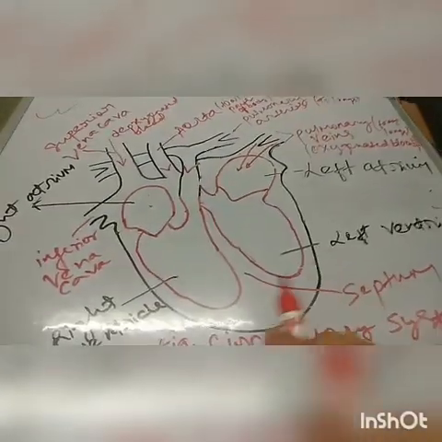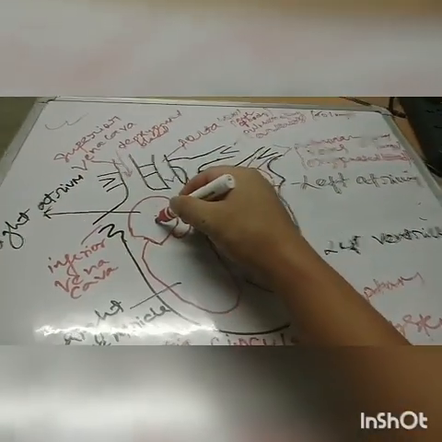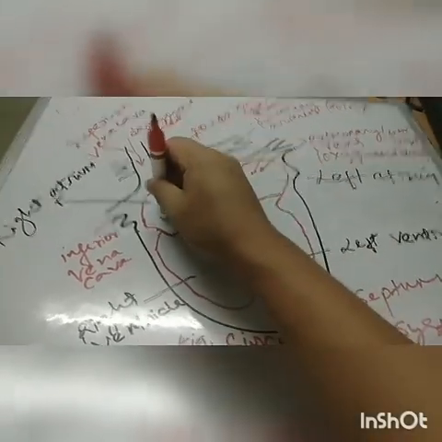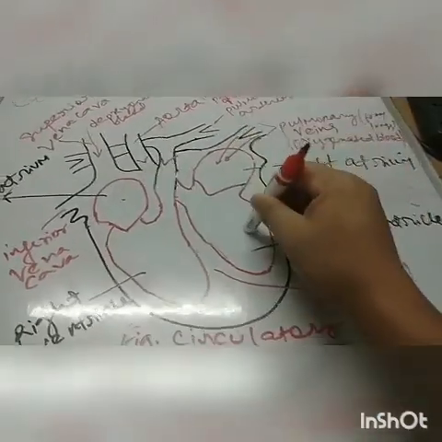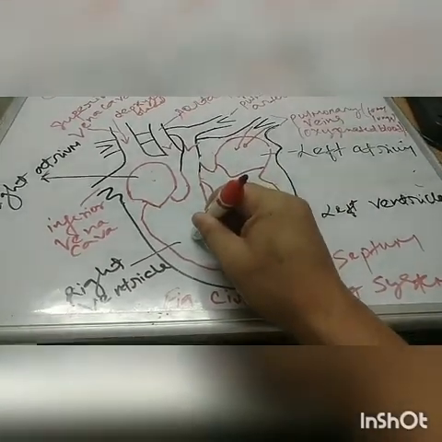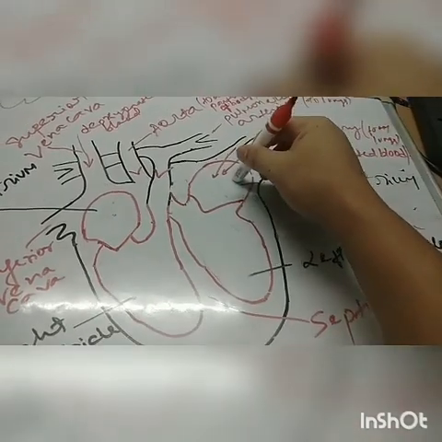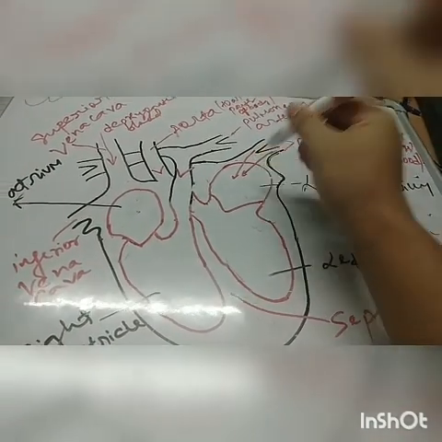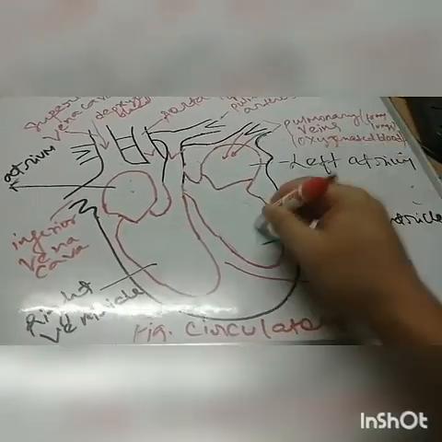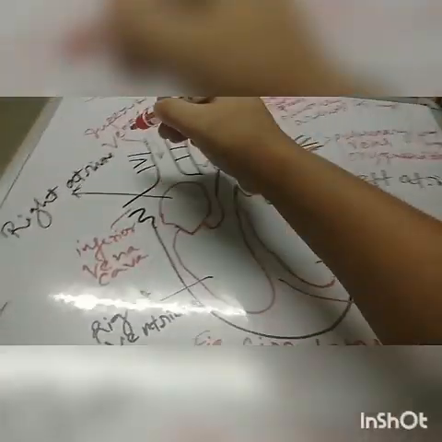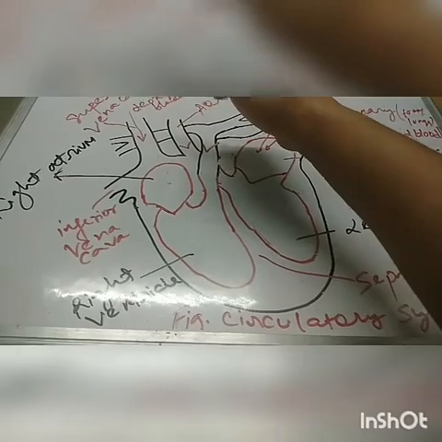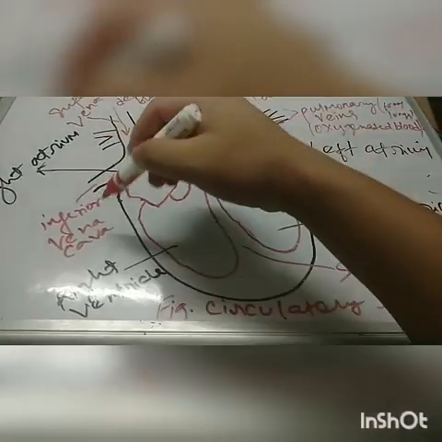Right? What are the 4 chambers? A right atrium. This is 1 chamber, and this is another chamber, and this is 1 chamber, this is another chamber, right? This chamber is the right atrium, this chamber is the right ventricle, this chamber is the left atrium, and this chamber is the left ventricle.